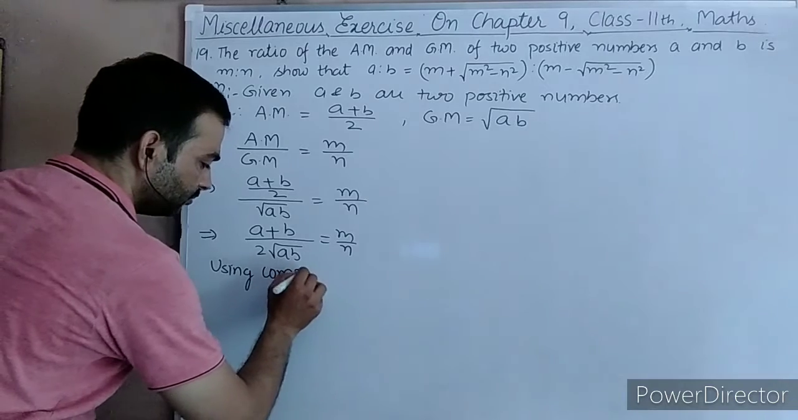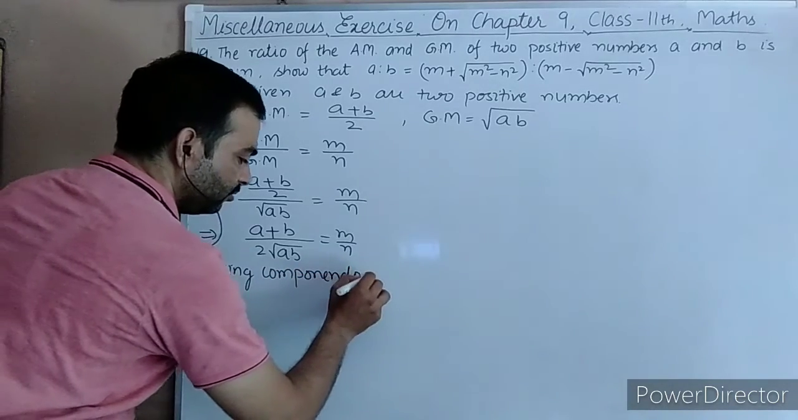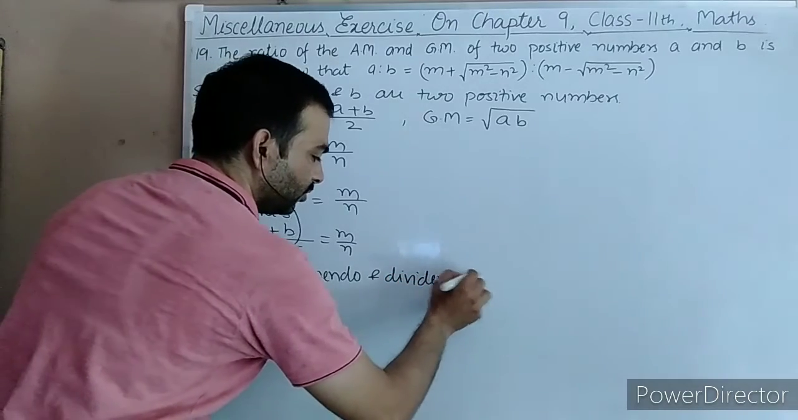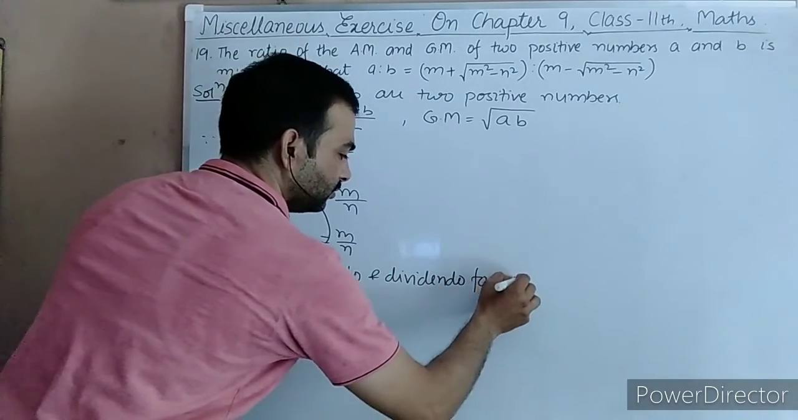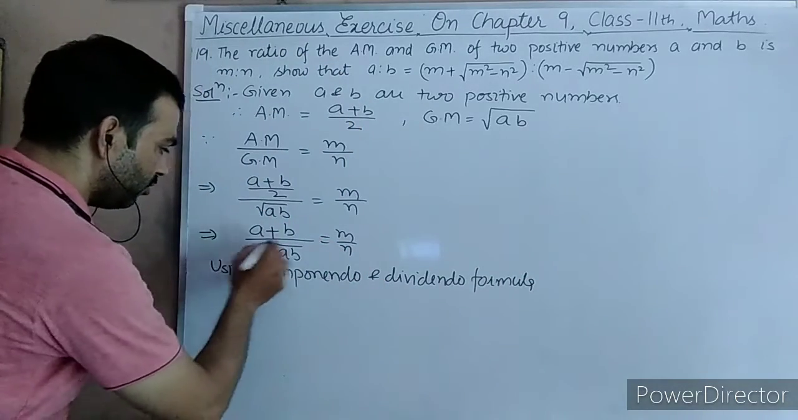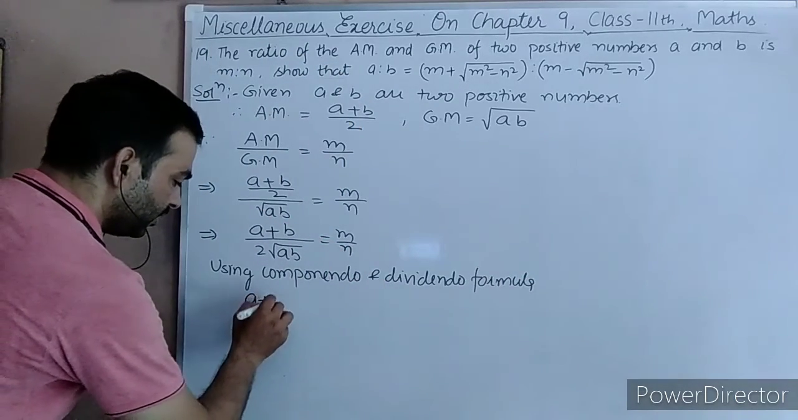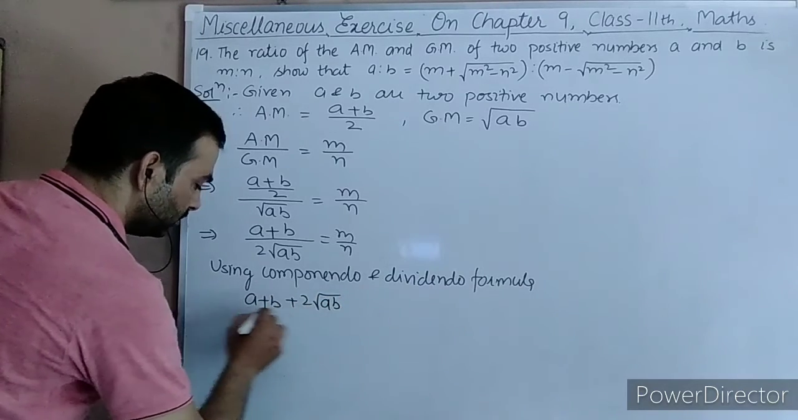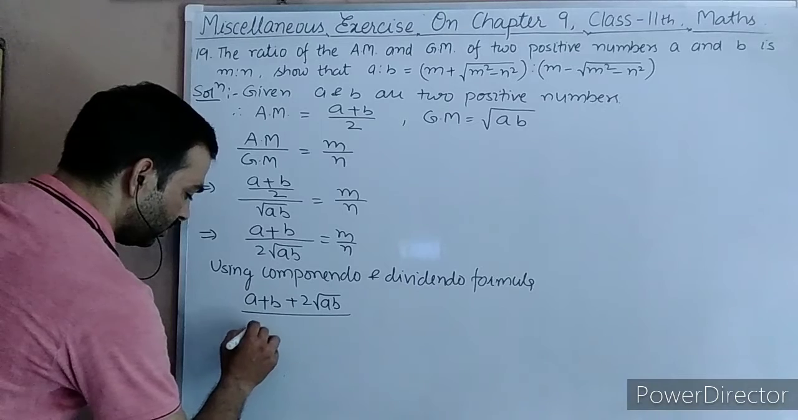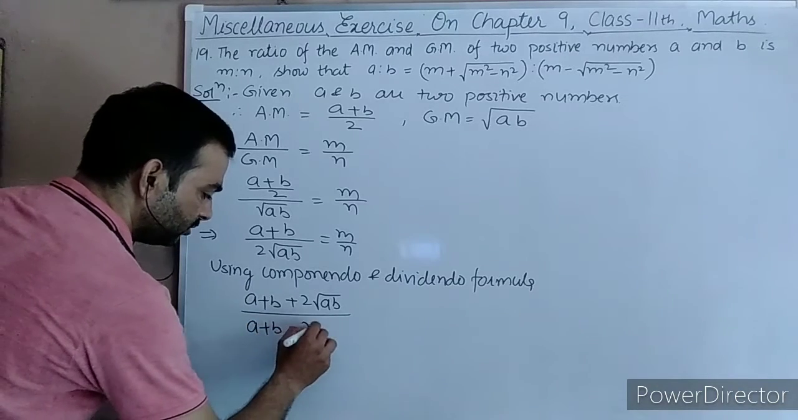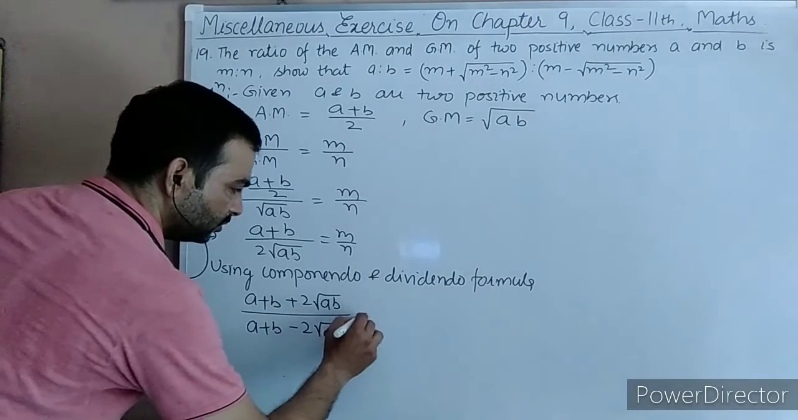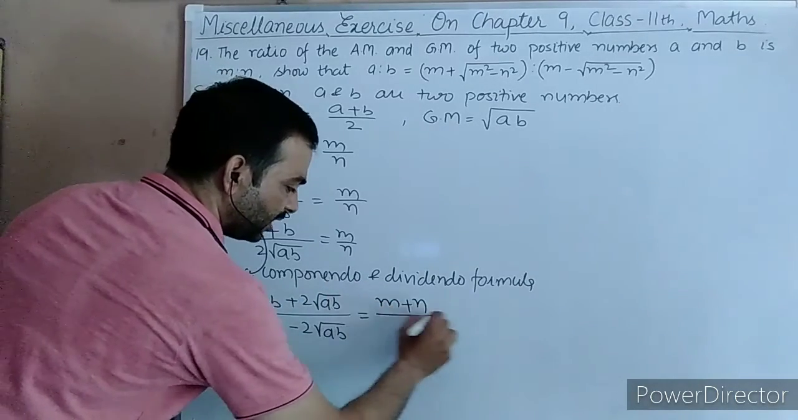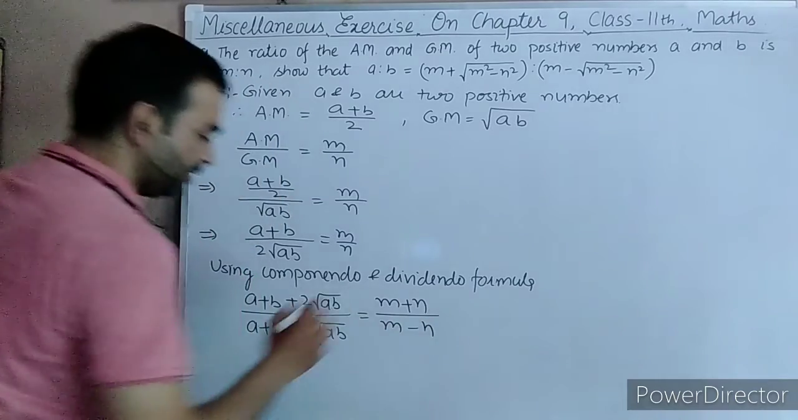So using the componendo dividendo formula. Okay, so componendo dividendo formula: (a plus b plus 2 root ab) divided by (a plus b minus 2 root ab) is equal to (m plus n) divided by (m minus n).